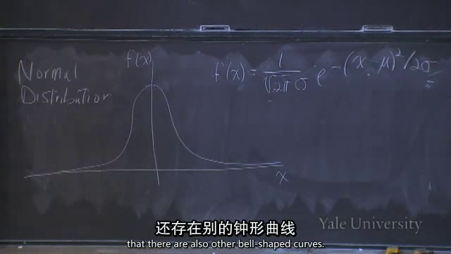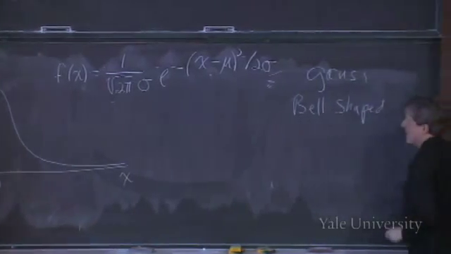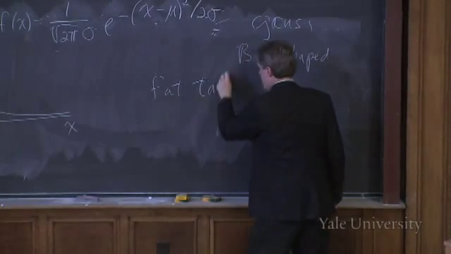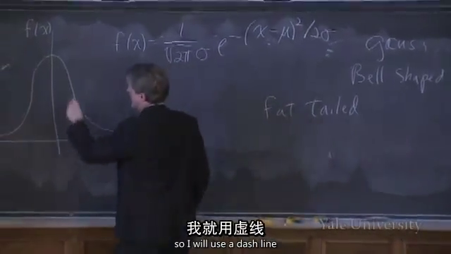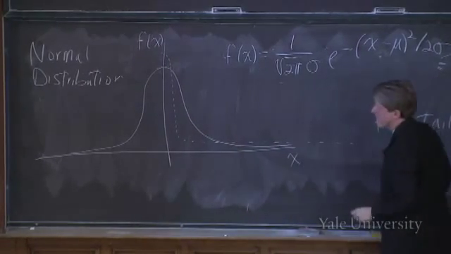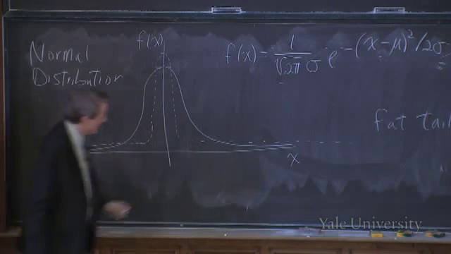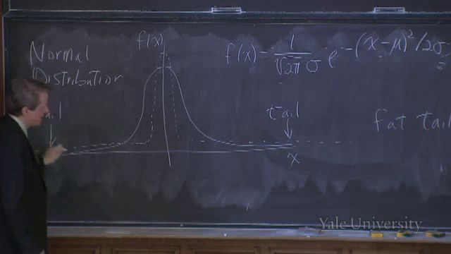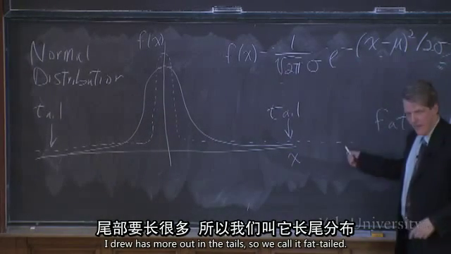But I wanted to emphasize that there are also other bell-shaped curves. This is the most famous bell-shaped curve, but there are other ones with different mathematics. And of particular interest in finance are fat-tailed alternatives. I will use a dashed line to represent the fat-tailed distribution. Suppose a distribution looks like this. And then I have to try to do that on the other side as symmetrically as I can. These are the tails of the distribution. This is the right tail, and this is the left tail. You can see that the dashed distribution I drew has more out in the tails. So we call it fat-tailed.